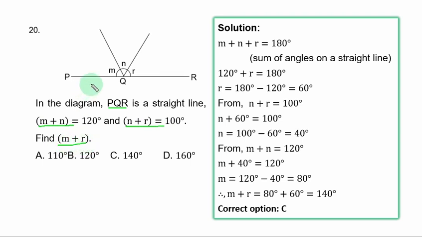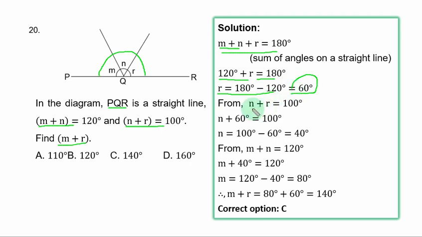We start by taking the sum of the three angles on the line. The sum is 180 degrees. From the question, M plus N is 120 degrees. So you come here and replace it, plus R equal to 180 degrees. If you collect like terms, R is equal to 60 degrees. Now you know R, M is remaining.